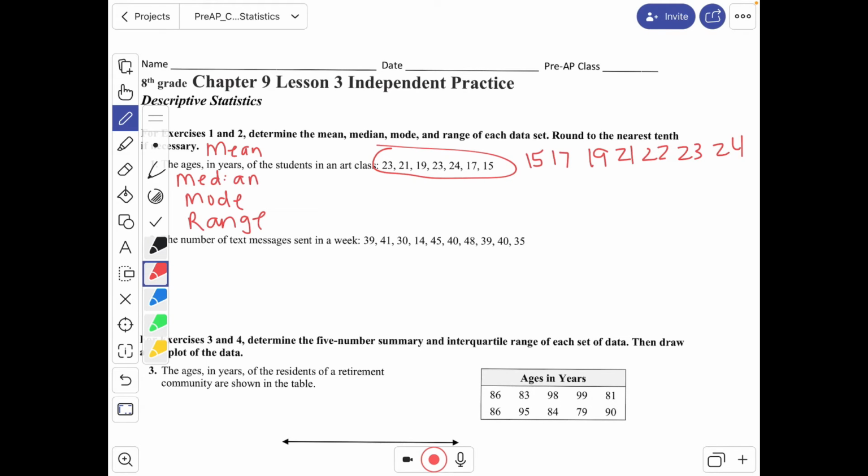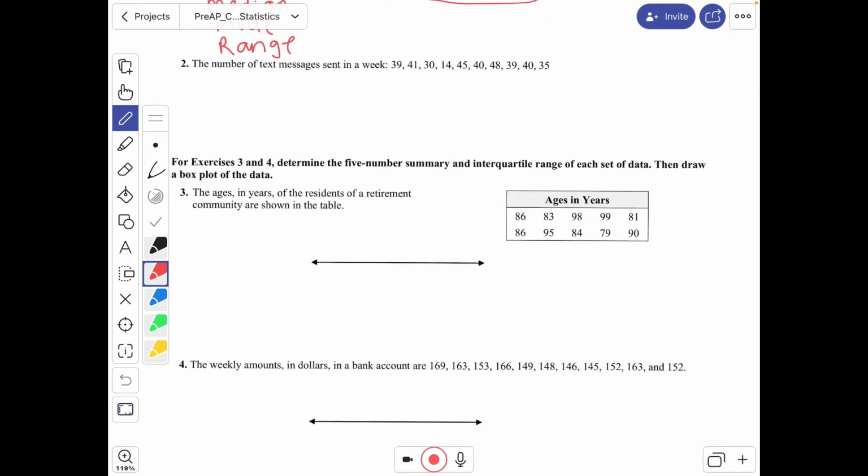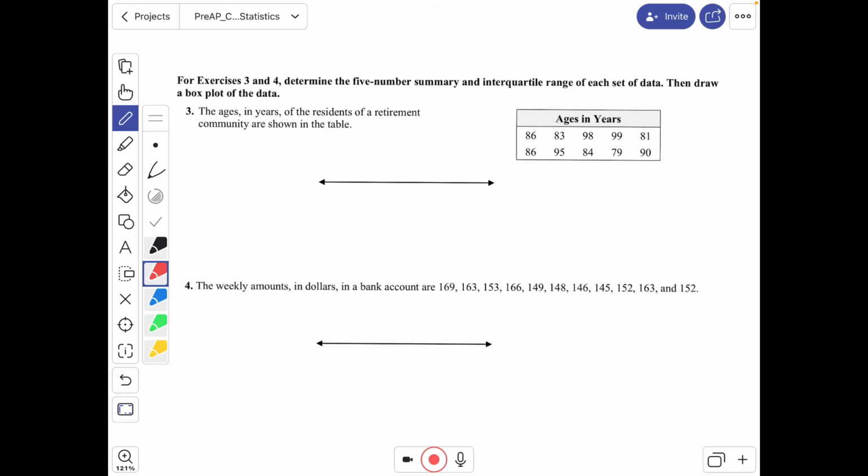Mean is when you add all those up, and you're going to divide by 1, 2, 3, 4, 5, 6, 7. You're going to divide all that by 7. Number 3, we're not doing this problem.